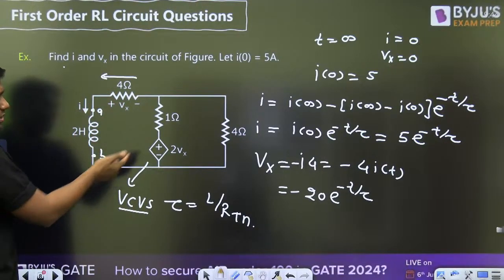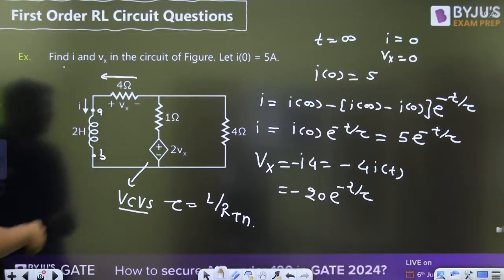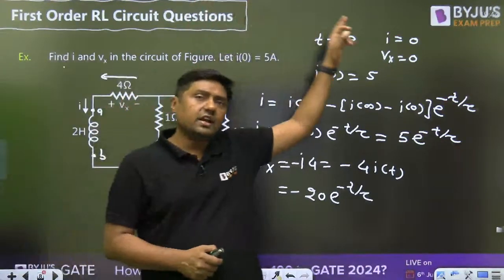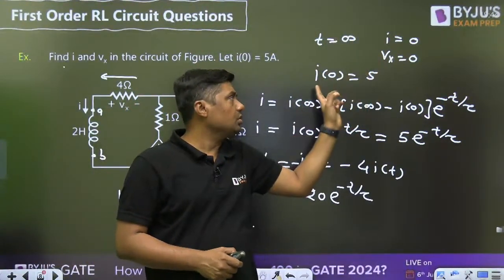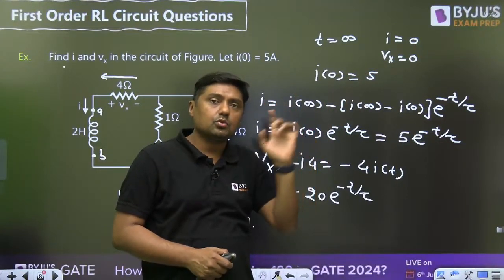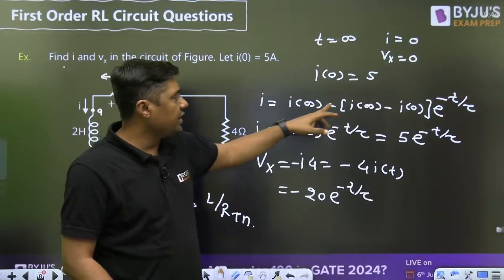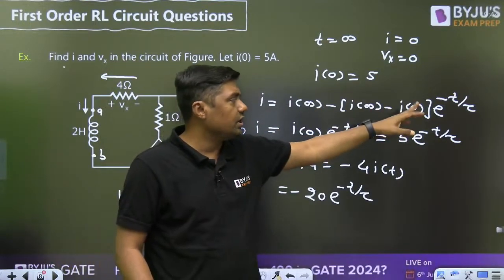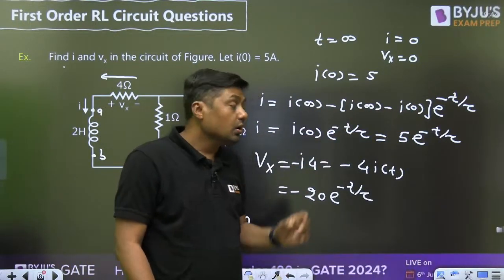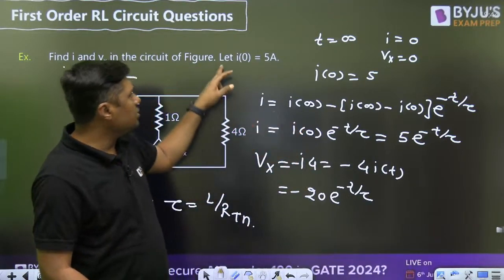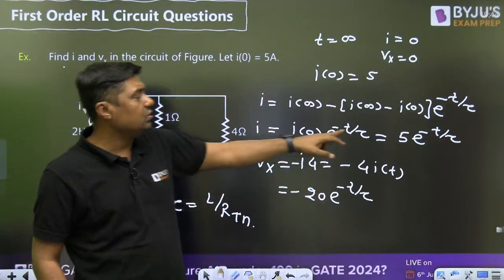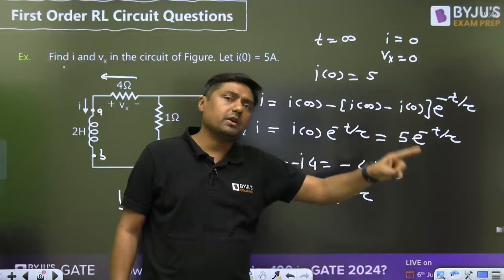It will be 0. This will act as what? Short circuit finally. So at t equal to infinite, I0, Vx0, and what is the initial current? 5. So in previous class already I have given you the equation: I is equal to I infinite minus I0 e raised to power minus t by tau. Final value is 0. Initial value is given in the question. That's why directly you will get this equation: 5 e raised to power minus t by tau.